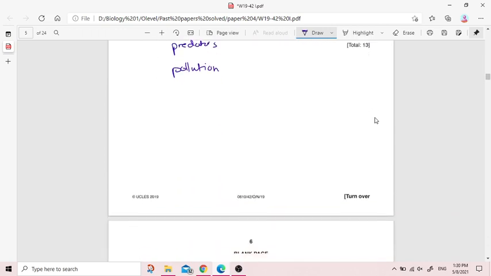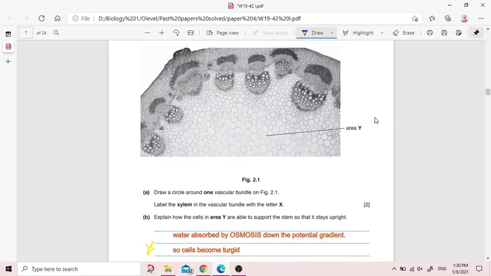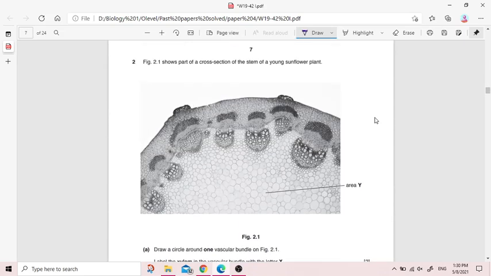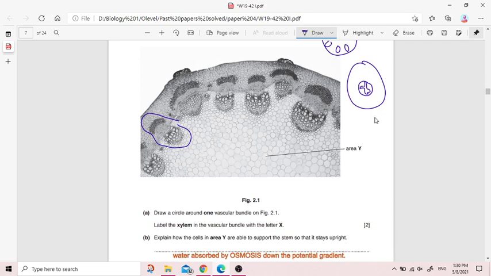So they become endangered. Okay, question number 2, choose part of a cross section of the stem. Draw a circle around a vascular bundle. We know that in the stem the vascular bundles are multiple and peripheral, while in the root they are single and central. Okay, this is a stem. So the vascular bundles are multiple and peripheral. Here, I just circle one of them and then label the xylem in the vascular bundle.